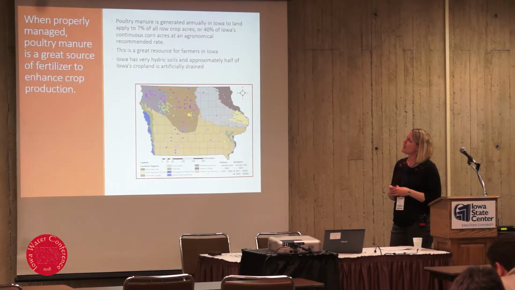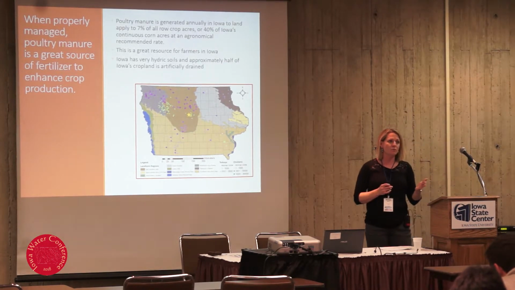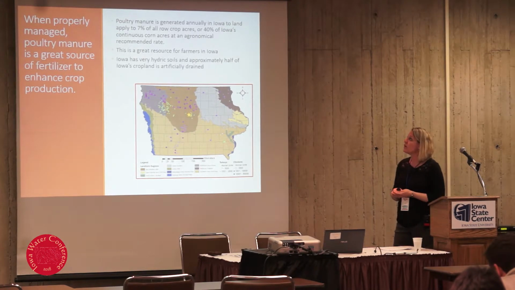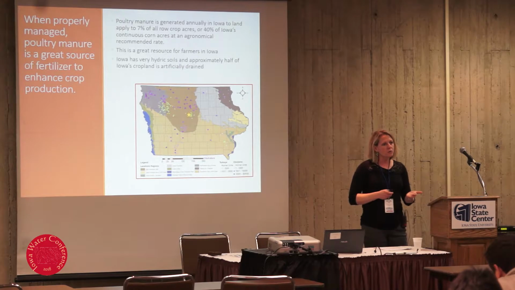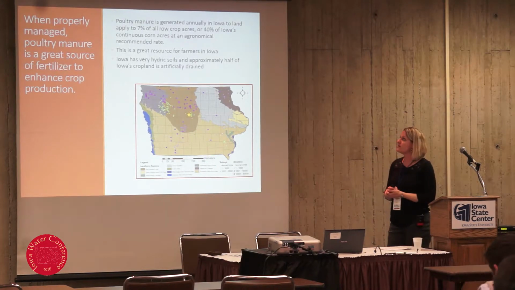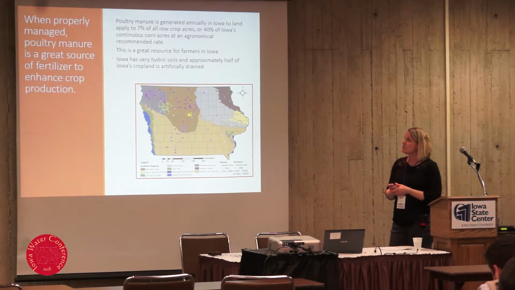If we were to apply, we have enough poultry manure generated across the state to apply manure to about 7% of all row crop agriculture. Or if we were to look at this on just the acres that are in corn-on-corn production, it would be about 40% of the land that would be applied at an agronomic rate. So this is a great resource for farmers in Iowa.